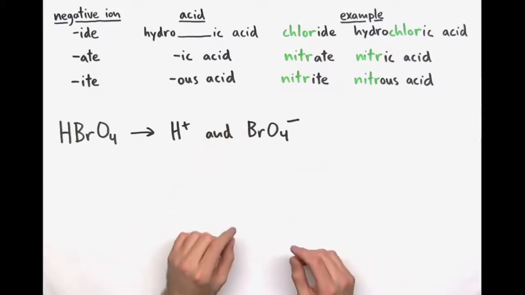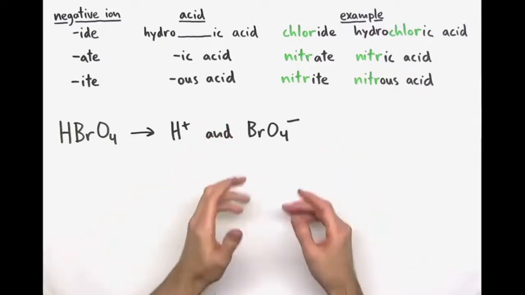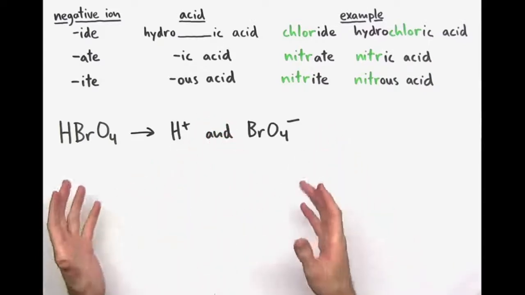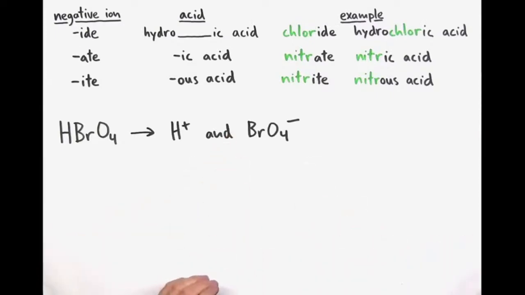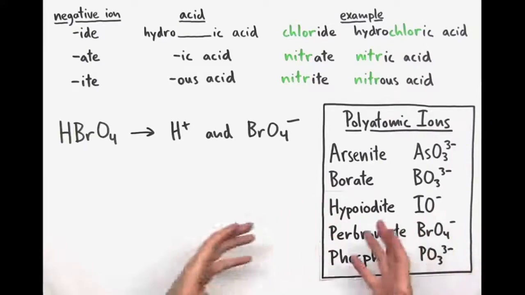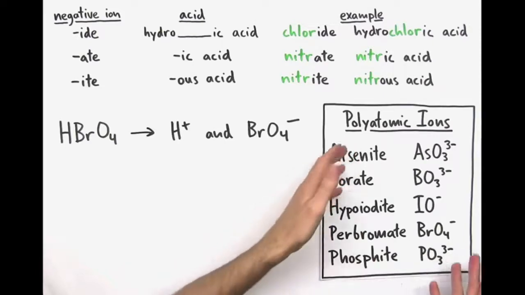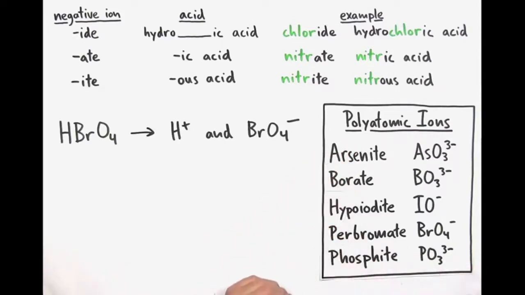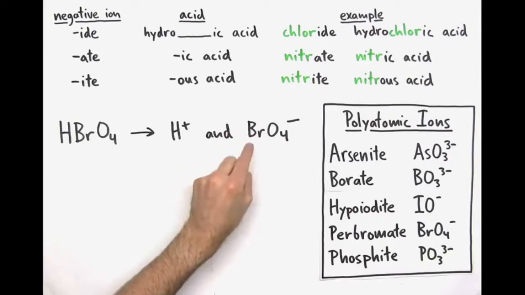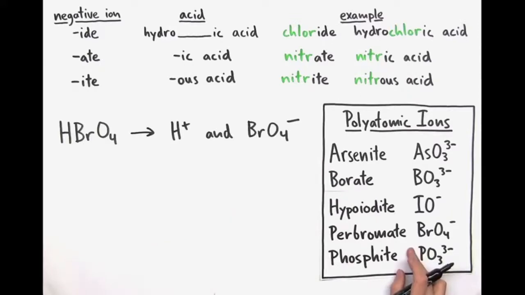The next thing I've got to do is figure out the name of this negative ion. Now this is a polyatomic ion. It's made of more than one atom. So to name it, I'll take a look at this chart here. Now this is just a small list of the polyatomic ions I'm going to be using in this video, but it's a really good idea to memorize a bunch of the polyatomic ions. Check out your textbook, or maybe your teacher has a larger, more comprehensive list of these for you to learn. It's a really good thing to do. Anyway, I've got to find out the name of this polyatomic ion. BrO4 1- is perbromate.